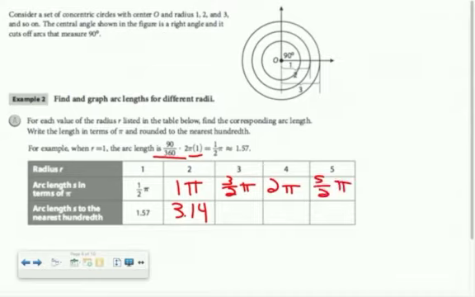So let's evaluate that in our calculator. And 1.5 times pi is 4.71. 2 times pi is 6.28. 2.5 times pi is 7.85.